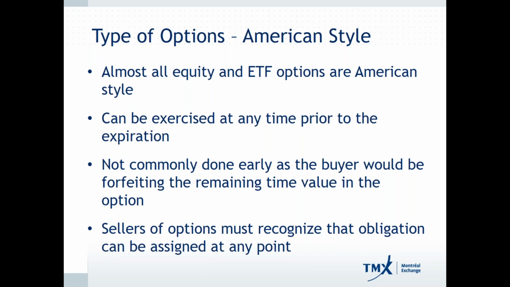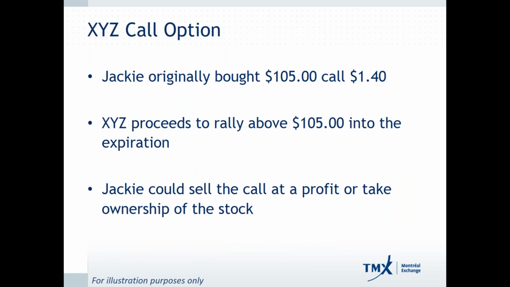Now, there's usually no real incentive to do that because the price of the option is accurately pricing the value, but you have the right to do that. That's what creates accurate pricing of the options market. And of course, the seller of the option has the counterparty obligation to deliver if they're assigned on those shares. And so in this case, Jackie originally bought the $105 call options for $1.40.